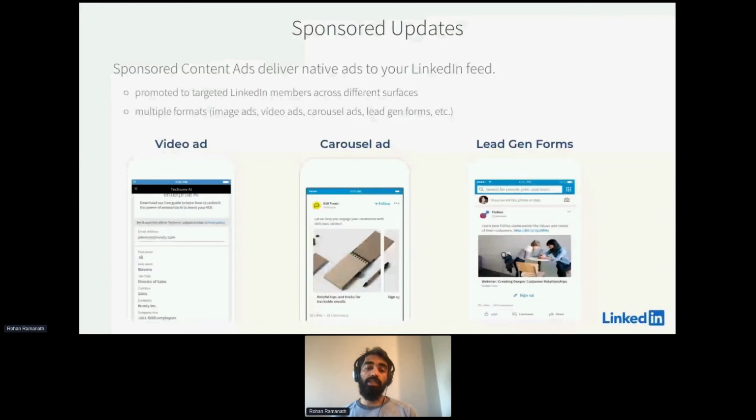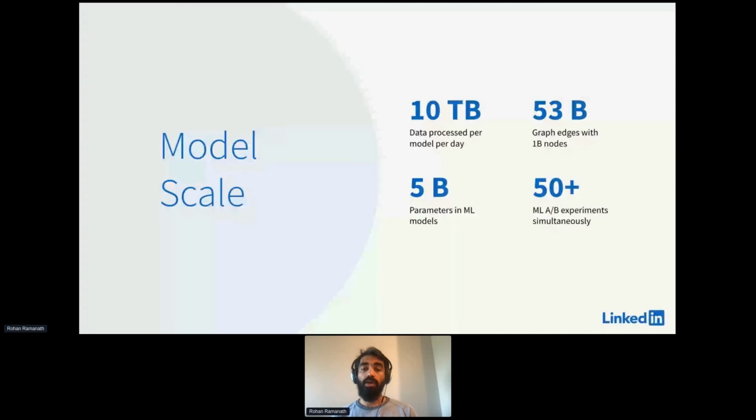And so this typically is a very large-scale machine learning problem. What I mean by that is we process about 10 terabytes of data per model. We run about 50 machine learning A/B tests simultaneously. And we use the entire LinkedIn economic graph to mine for features. And this graph is typically about 50 billion edges and 1 billion nodes. And all of the features are extracted from this, and then we train our model.